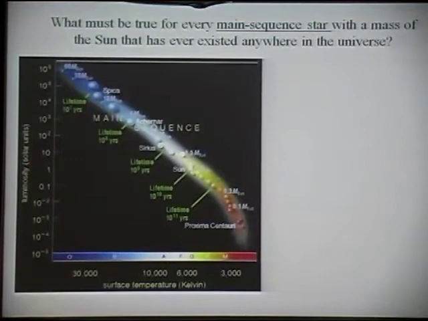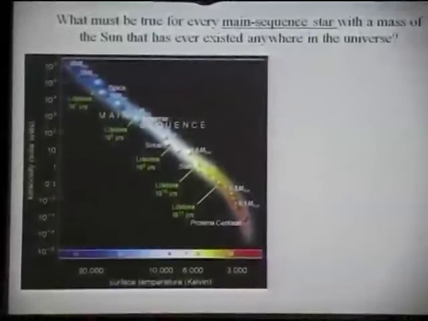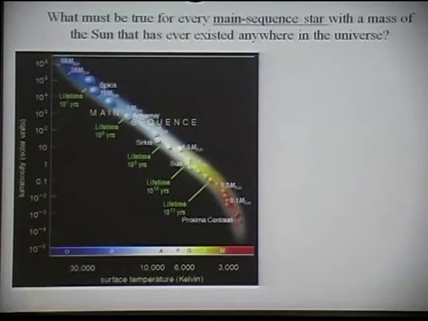Here's our HR diagram. We have a vertical axis, which is the luminosity of the stars, how bright the stars are. The horizontal axis is the temperature of the stars. What must be true? The sun is marked in the middle there of what we call the main sequence. What must be true of every main sequence star that has ever existed anywhere in the universe at any time in the history of the universe? They will die. That's not going to be on my slide, but that's a true point. Okay? And it's an important point. It's actually the critical point for all of today. Okay? But that's a step ahead.